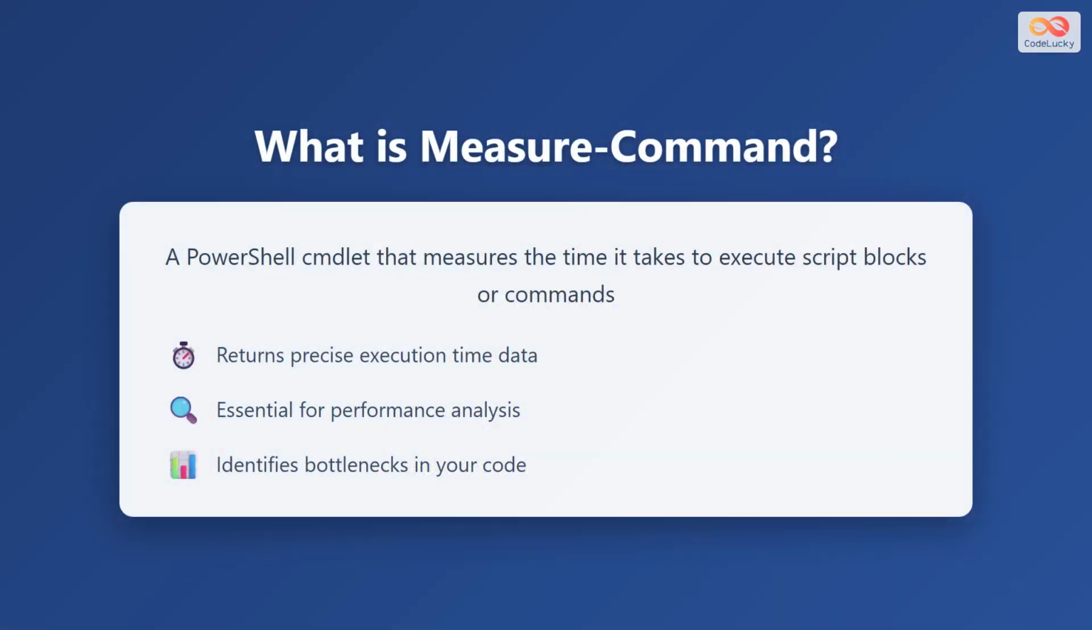Measure-Command is a PowerShell Cmdlet that measures the time it takes to execute script blocks or commands. It returns precise execution time data, which is essential for performance analysis. This Cmdlet helps you identify bottlenecks in your code by showing exactly how long different operations take. When you're working on scripts that need to process large amounts of data or run frequently, knowing their execution time becomes crucial for optimization.